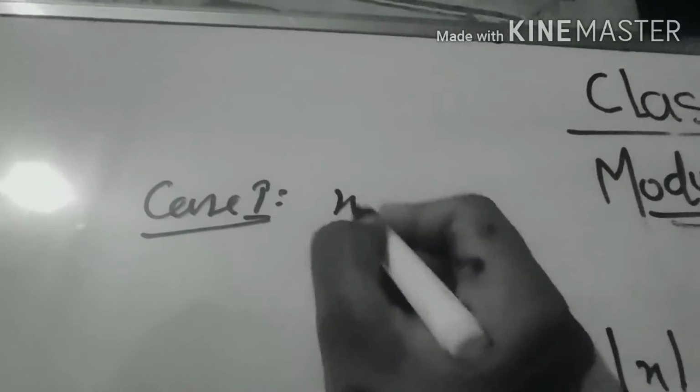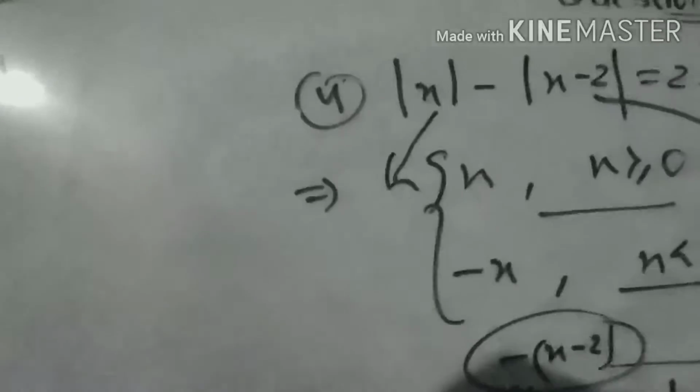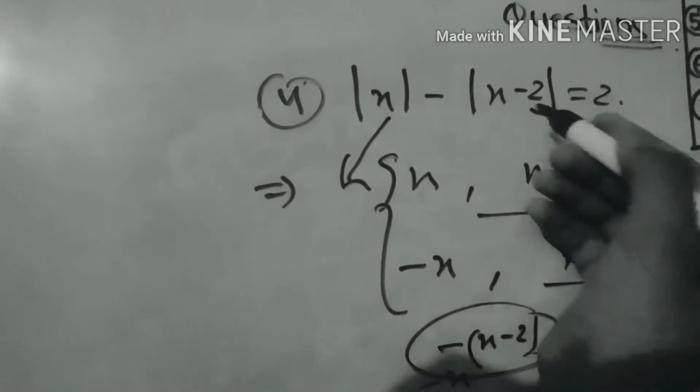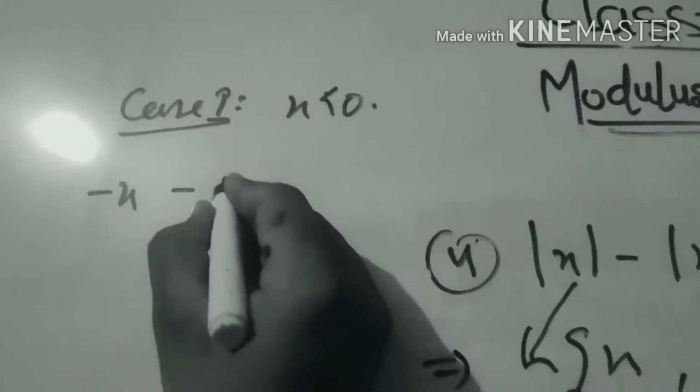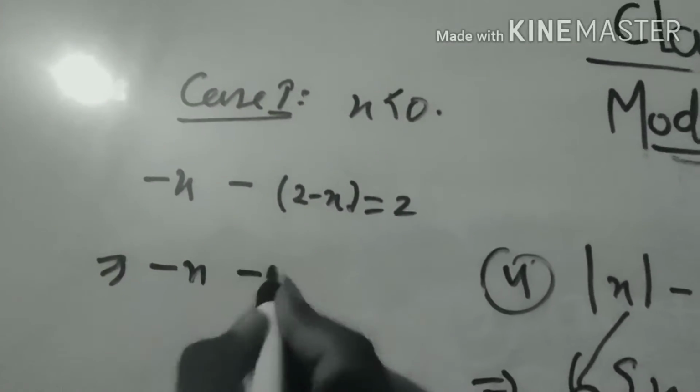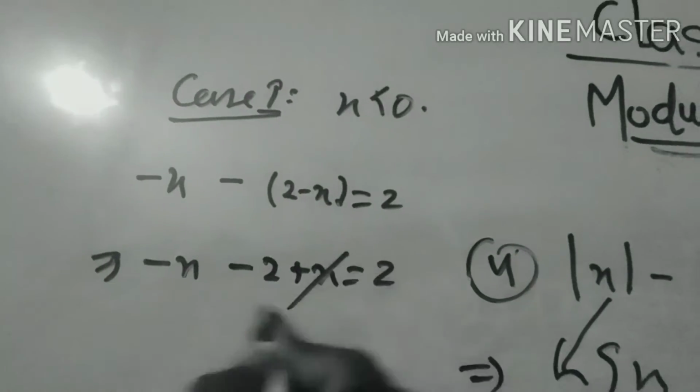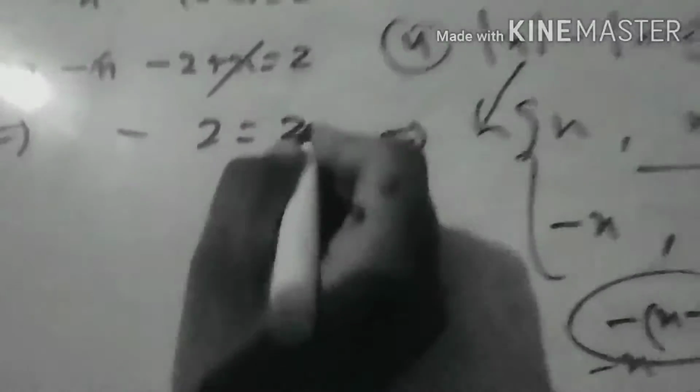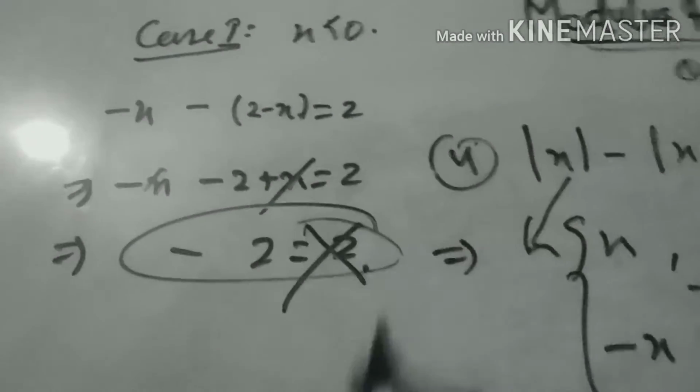So when we talk about case 1, x is smaller than 0. So when x is smaller, the value of modulus x is minus x. The value of modulus x minus 2 is also minus x minus 2, that is 2 minus x, that is minus 2 minus x equals to 2, which will be minus x minus 2 plus x equals to 2, minus 2 equals to 2. This is never possible, so not possible.